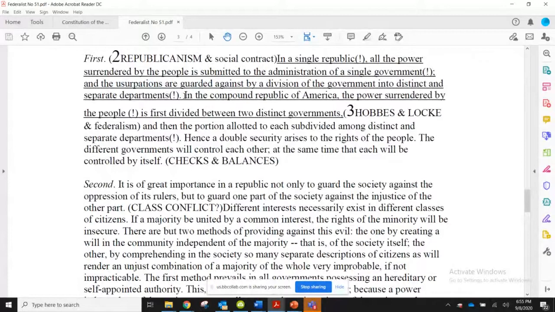So Madison says, in a compound republic, the power surrendered by the people, popular sovereignty, Rousseau, is first divided into two distinct governments, and then the portion allotted to each is subdivided amongst distinct and separate departments. Madison says, in a compound republic. I wonder if, when he says compound, you have multiple layers of government on top of each other. The purpose of making the government have multiple layers is to guard against the government abusing the rights of the people.